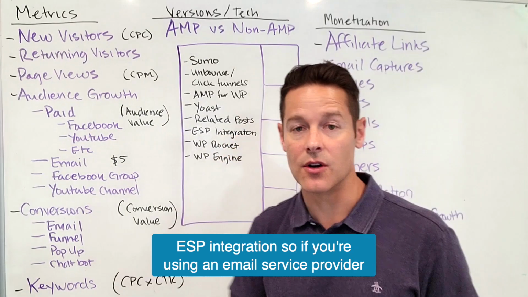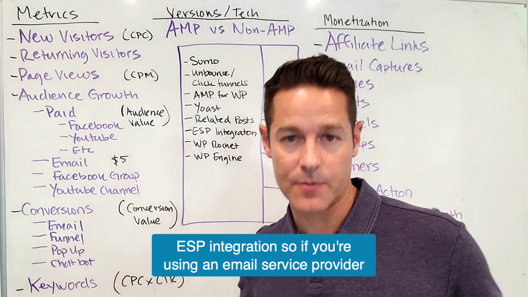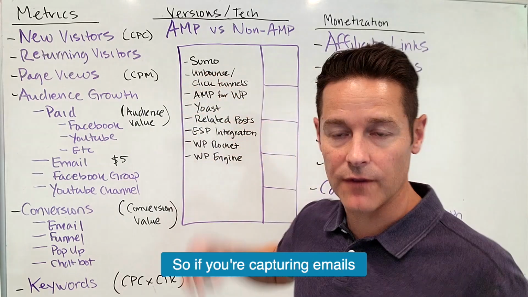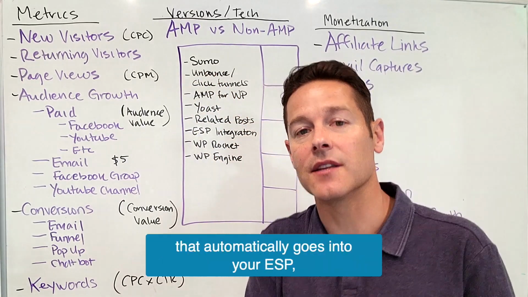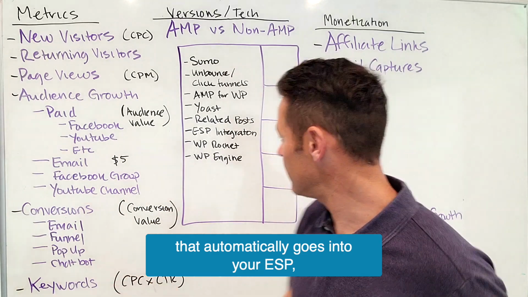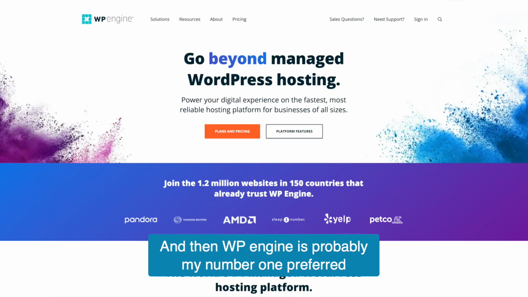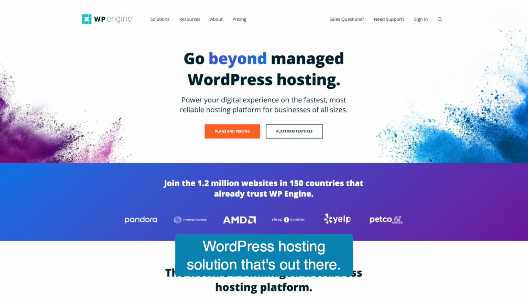ESP integration. If you're using an email service provider, you want to make sure that you integrate that with something like Sumo, so if you're capturing emails, they automatically go into your ESP. WP Rocket is a great plugin that makes your website super fast, and WP Engine is probably my number one preferred WordPress hosting solution that's out there.